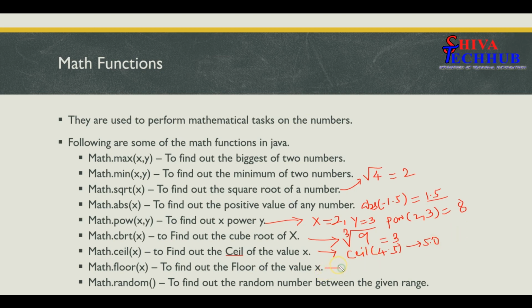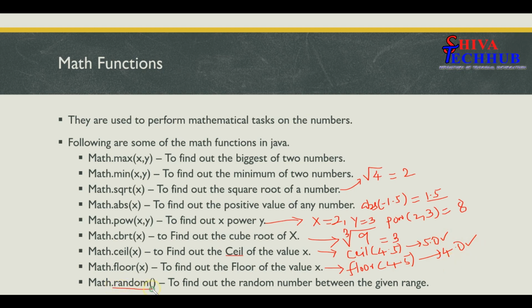And the floor function works the other way. For example, floor of 4.5, the same number, will return you 4. So that is the difference between the ceil function and the floor function. The ceil will return you the upper bound, whereas the floor will return you the lower bound.